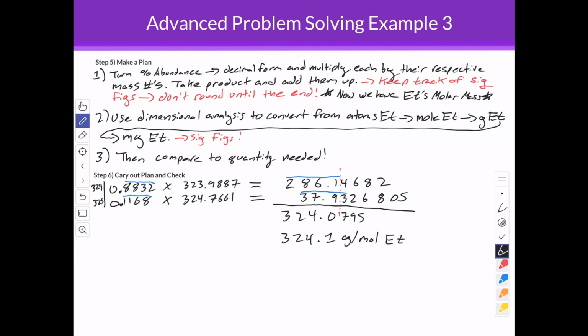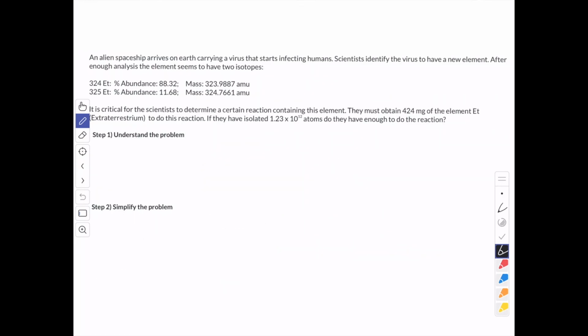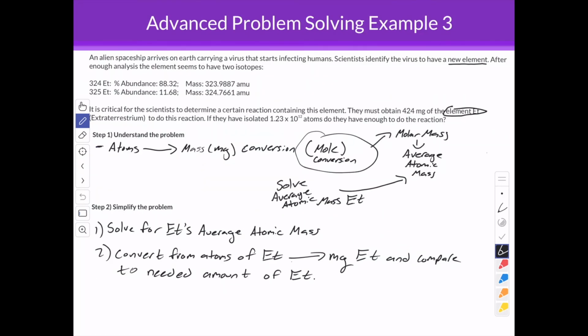Now, that's well and good, but that's not the number we're going to use because we don't ever round until the very end of our problem, right? So we're going to use this with its extra digits in our conversion. Okay. Now we do our step 2. See what I mean by just being tedious? It's just long. Use dimensional analysis to convert from atoms. So we got to figure out what our atoms were. We had 1.23 times 10 to the 12.